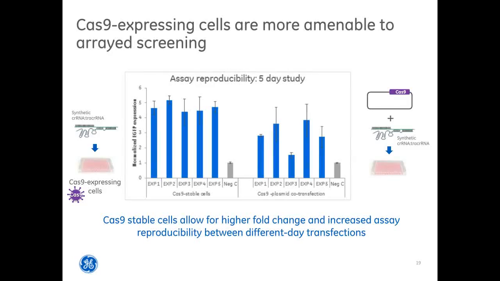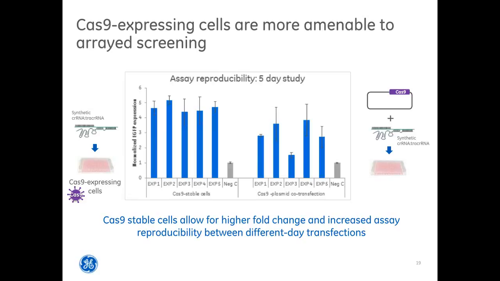So with those caveats in mind, we started by working with stably expressed Cas9 cells using our Edit-R lentiviral Cas9 nuclease, demonstrated on the left, as well as testing co-transfection of the CRISPR tracer RNA with the Edit-R Cas9 expression plasmid, illustrated on the right. Now, after doing the same transfection with both systems on 5 different days, we looked at fold change of our GFP readout in our proteasome reporter.